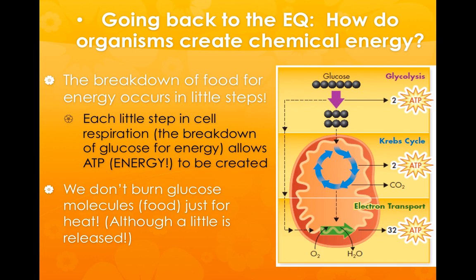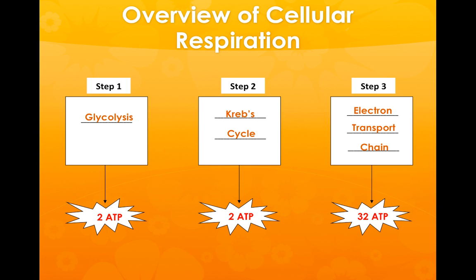Now the first 2 steps, glycolysis and Krebs cycle, as you can see on the right hand picture here, are only going to produce 2 ATP. However, the electron transport chain, which is the main event of cellular respiration, is going to produce 32 ATP, which is a lot of ATP from 1 glucose molecule that the cell can use for energy. So again, the overview of cell respiration occurs in 3 steps. Step 1 is glycolysis, which produces 2 ATP. Step 2 is the Krebs cycle, which also produces 2 ATP. And the last step of the cellular respiration process is the electron transport chain, which is step 3. And that produces most of the ATP, which is 32.